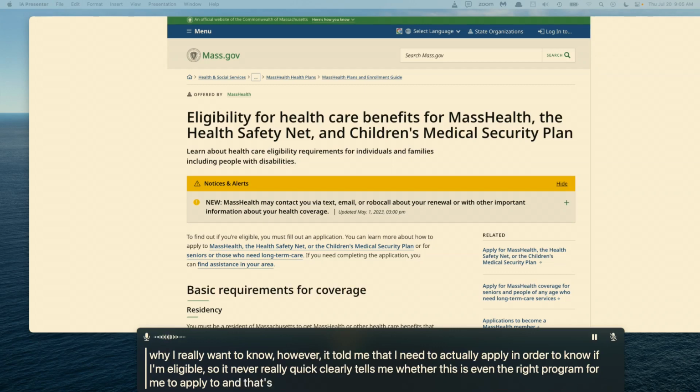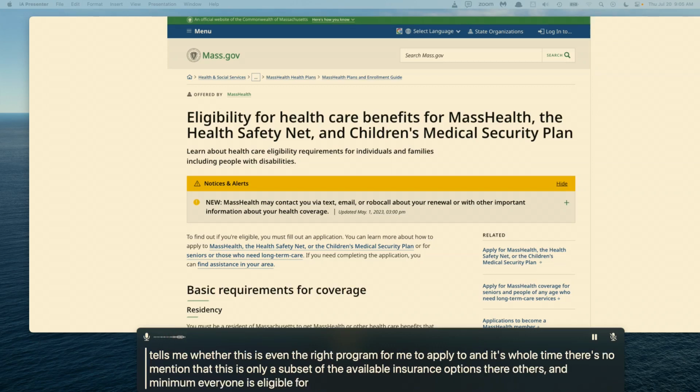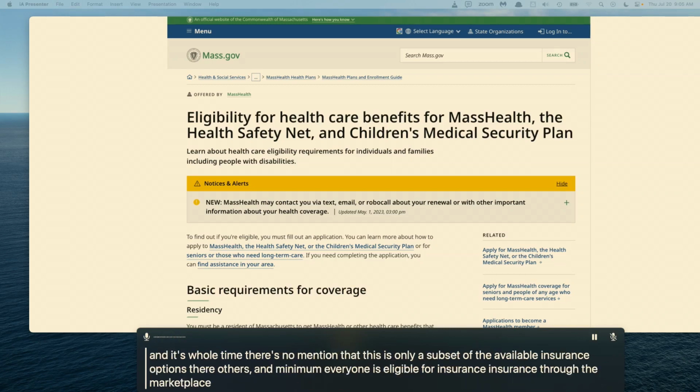And this whole time, there's no mention that this is only a subset of the available insurance options. There are others, and at minimum, everyone is eligible for insurance through the marketplace. That's pretty important.